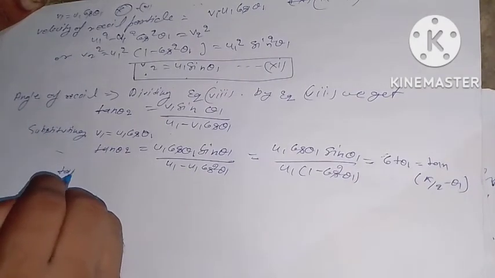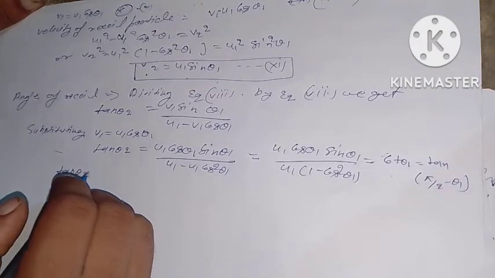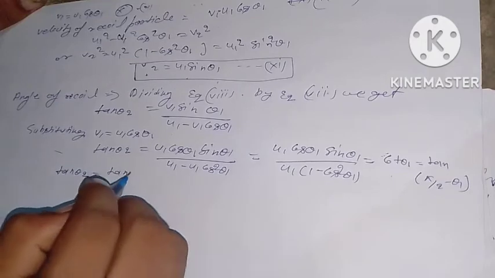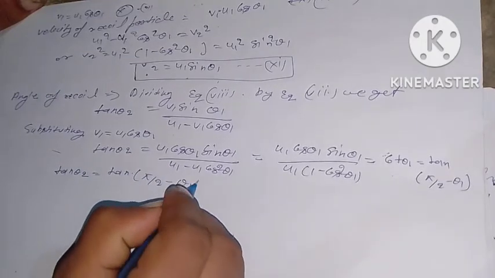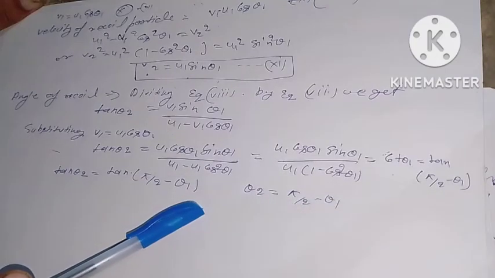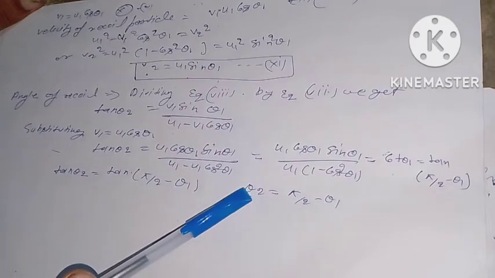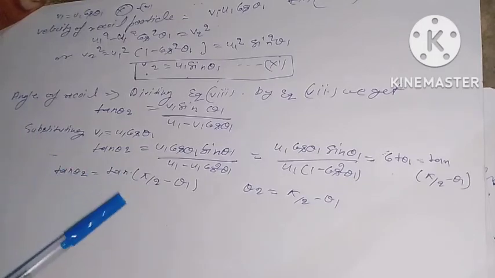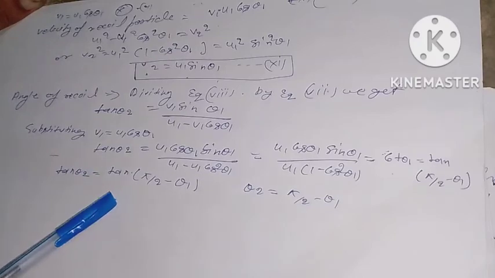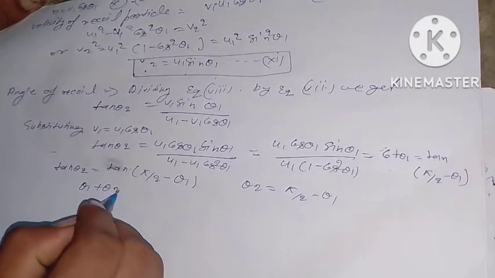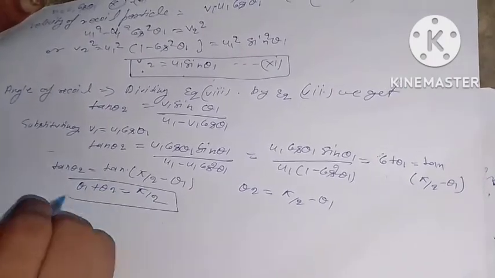So tan theta 2 equals tan (pi by 2 minus theta 1), and theta 2 equals pi by 2 minus theta 1. This relation gives the value of theta 2, the angle of recoil, in terms of theta 1, the angle of scattering. The relation can be put in the form theta 1 plus theta 2 equals pi by 2.